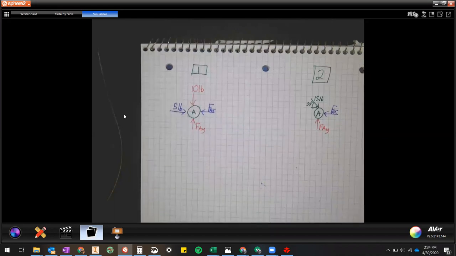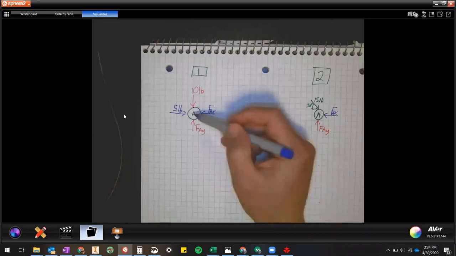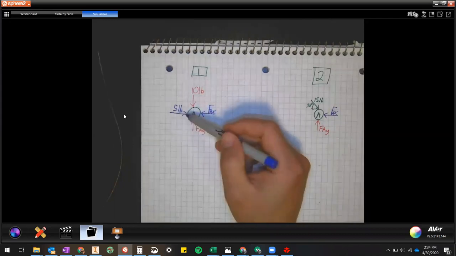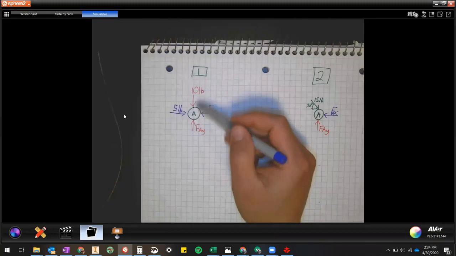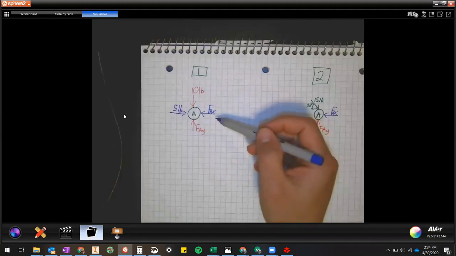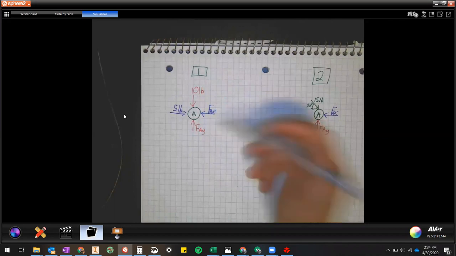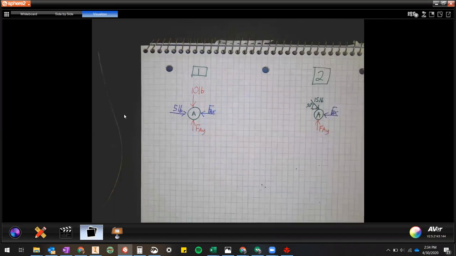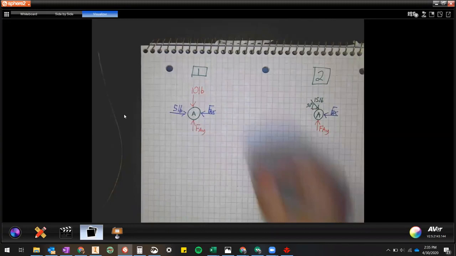And so in number 1, we've got point A here with a 5-pound force acting to the right, and we've got a 10-pound force acting down. And so to resist those forces to be in equilibrium, we've got FAX and FAY. The point of these two problems is just to practice writing our equations of equilibrium in X and Y.